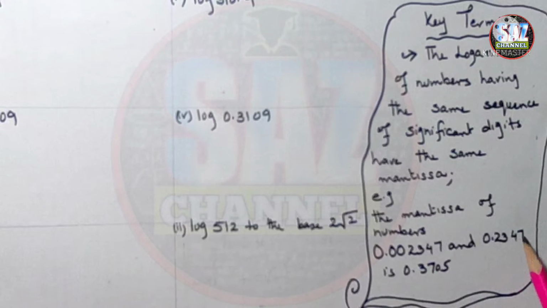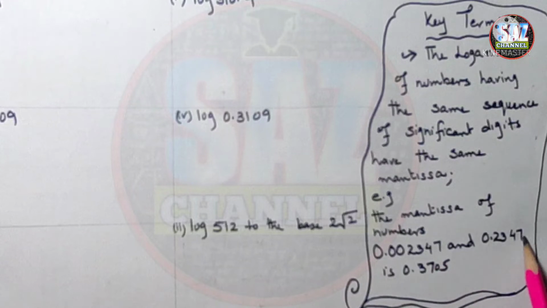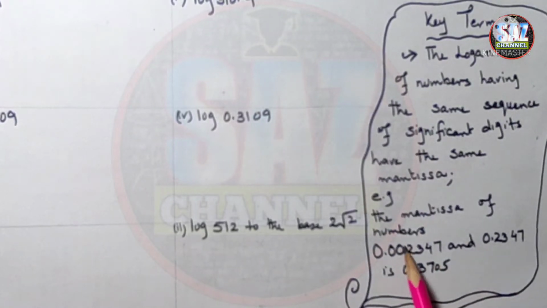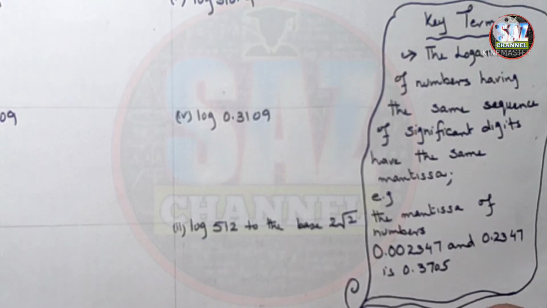0.002347 and 0.2347, both the numbers have the same pattern, like 2, 3, 4 and 7 are coming in the same sequence, and both have the same number of significant figures, because these two zeros are not significant. This is the rule that we are going to apply on question number 2.